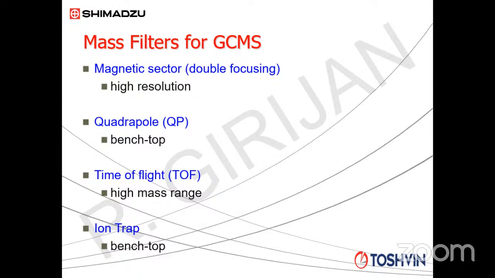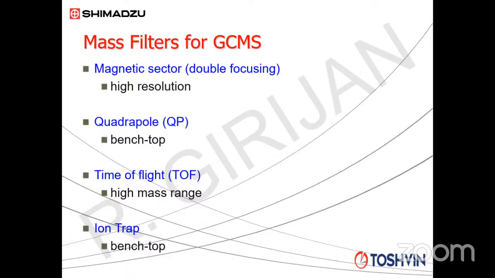But for a time of flight mass analyzer, the ionization technique is normally different. It is a MALDI system, matrix assisted laser desorption ionization technique. That's why it's normally called MALDI-TOF. MALDI is the ionization technique and TOF is the mass filter, time of flight. Normally it is used for very high molecular weight compounds and biological samples.